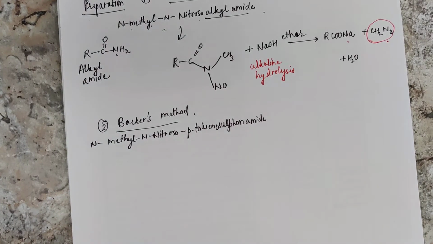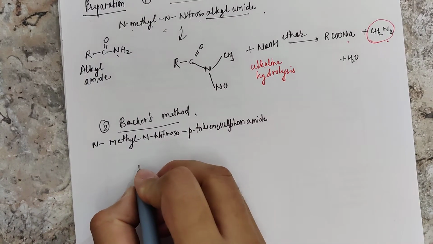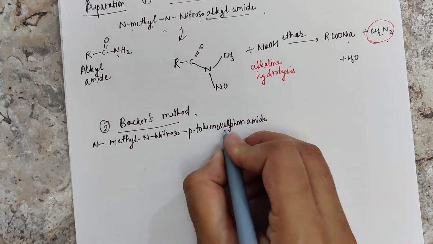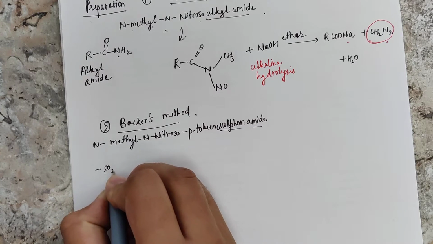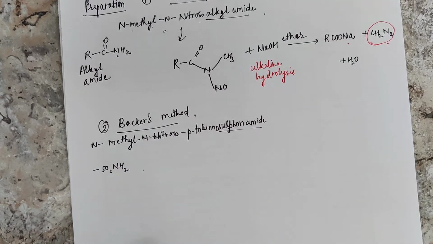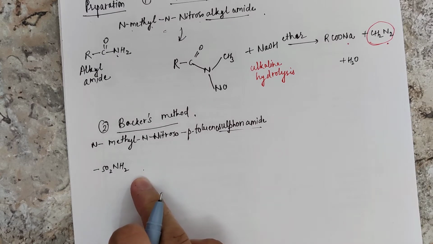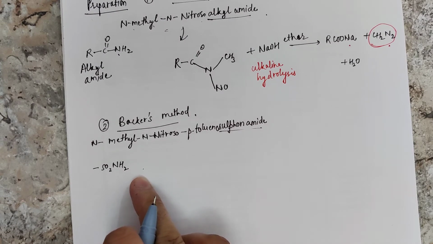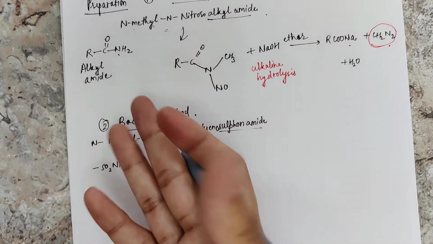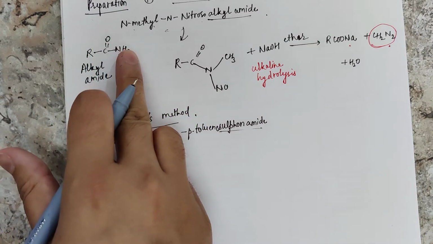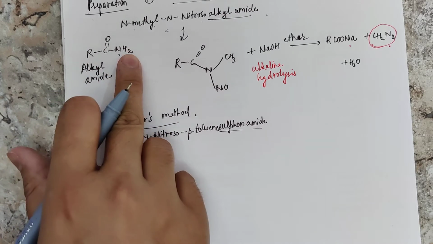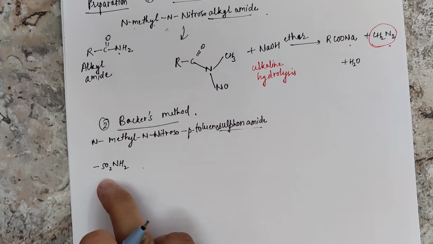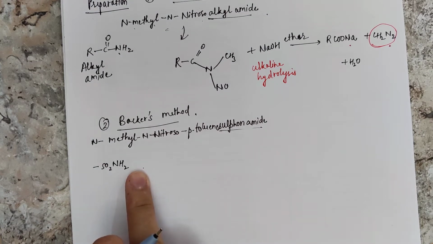So again, if we write down the structure, sulfonamide is a group SO2NH2. This is sulfonamide. When we write alkyl amide, we write RCONH2. It's basically obtained on reaction of carboxylic acid and ammonia. In this case, it's sulfonic acid plus ammonia. So this is sulfonamide functional group.